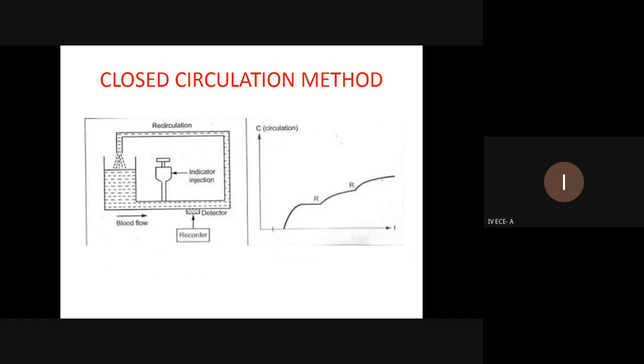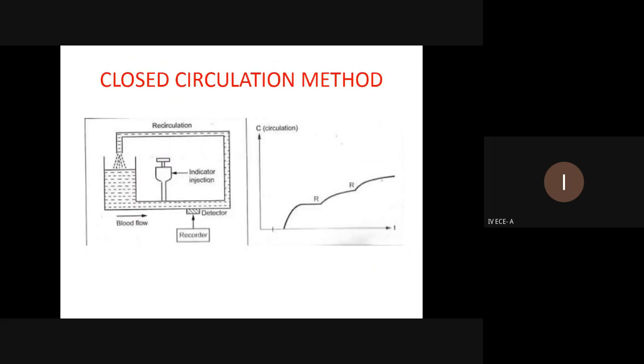Then the closed circulation method. In this method, when a dye or isotope is used as an indicator, the concentration does not assume a steady state. Instead, it increases in steps whenever the recirculated indicator again passes through the detector. This method is based on the assumption that the blood is being circulated. Here the indicator is first injected and its concentration is measured with the help of a detector. And when the indicator is recirculated, the concentration increases step by step, as shown in this graph. So this is the closed circulation method.